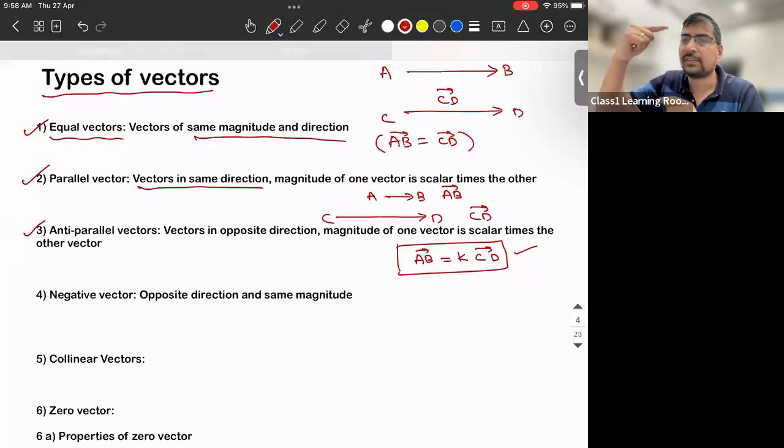So going forward, whenever I show my finger, the nail side is the arrow mark. Have it in your mind like this. So this AB vector, this CD vector, if they both are in opposite directions, then you call them the anti-parallel vectors. Similarly, in the case of anti-parallel vectors also, one vector will be scalar times the other. In terms of magnitude, one vector will be scalar times the other, but the direction will be opposite.